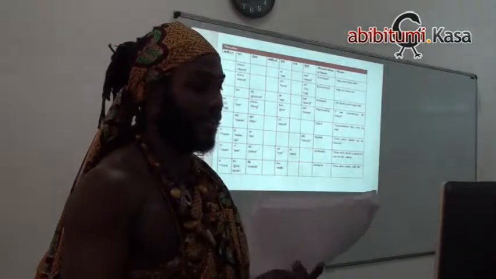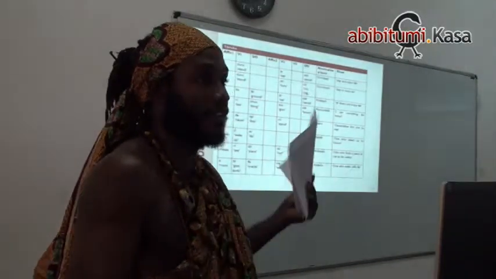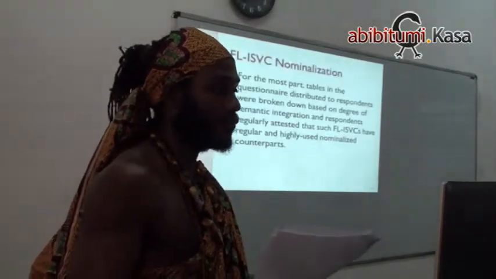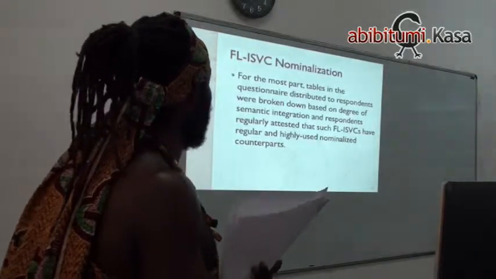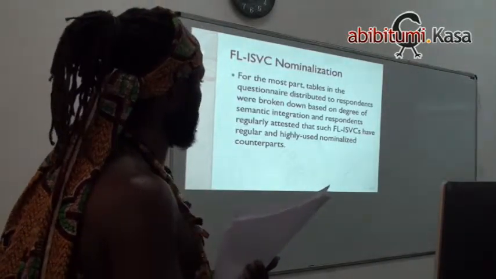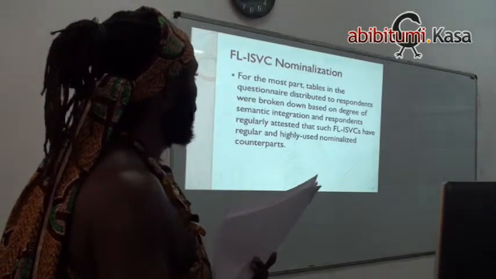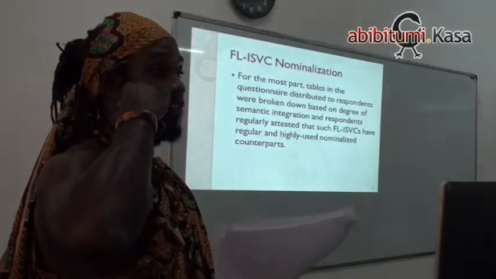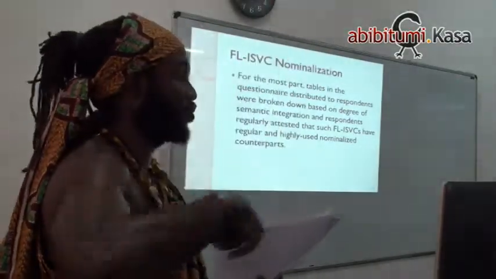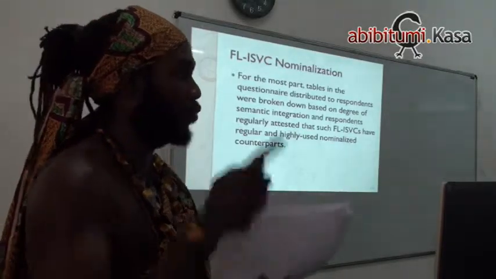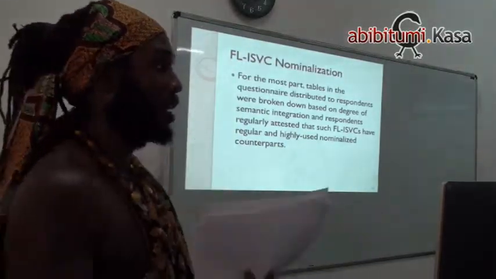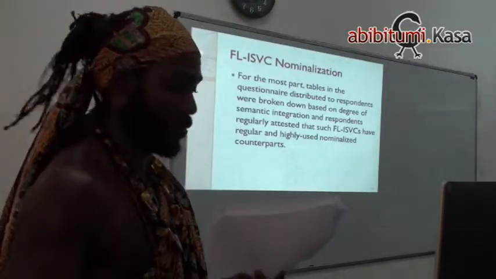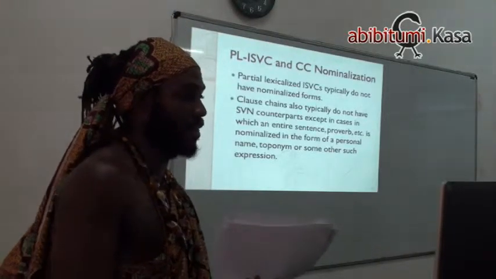So again, these are highly idiosyncratic in terms of which random sentences are recognized as nouns and those that are not. So let's look at the pattern. FLISVC nominalization. For the most part, tables in the questionnaire distributed to respondents were broken down based on degree of semantic integration. So I would give them an entire table of FLISVCs, and by and large, speakers were able to return that all of these can be nominalized. Then for the table of PLISVCs, speakers tended to give back that no, these cannot be nominalized, and so forth and so on. So let's go down to PLISVCs and CC nominalization.